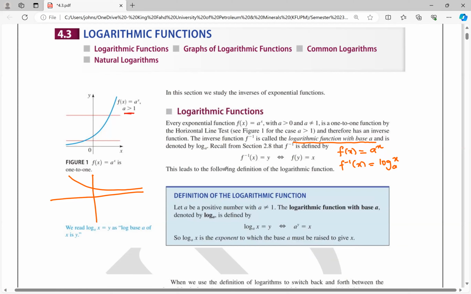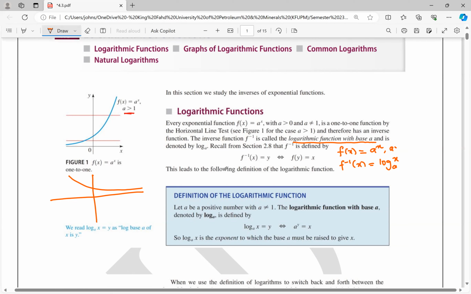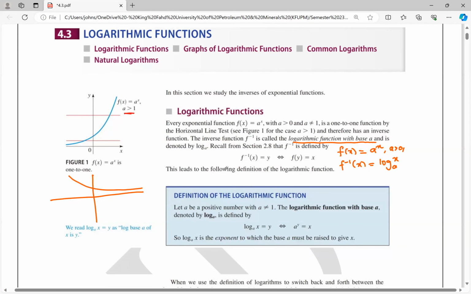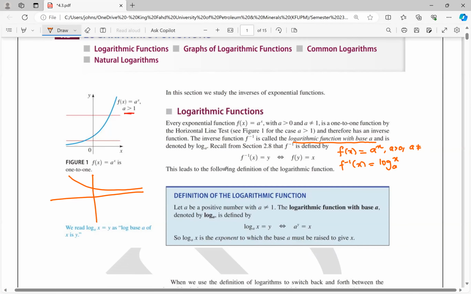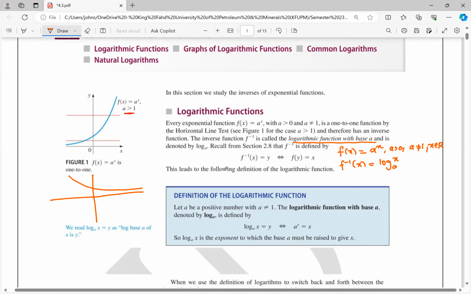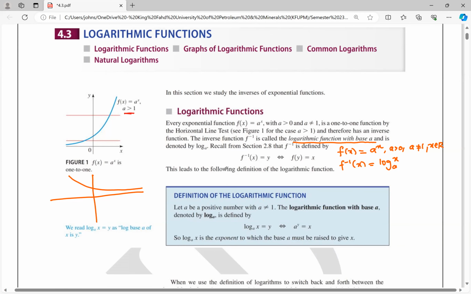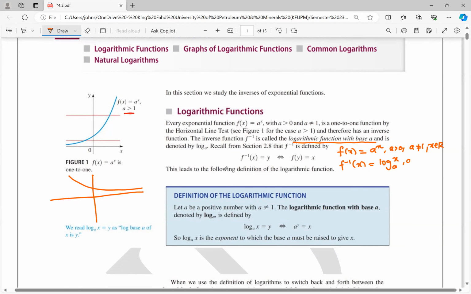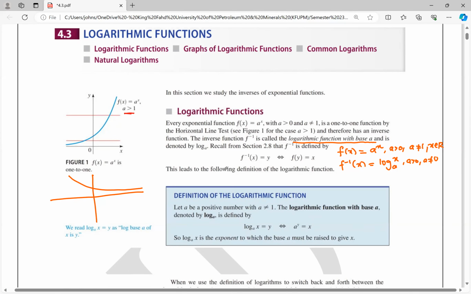But for this one, it doesn't matter. We know that a is what? What is the condition on a? Usually we know that a cannot be negative, so a is greater than 0 and a is not equal to 1, but x is the whole of real number. But for the inverse function, the logarithmic function, the condition on a remains the same. a cannot be equal to 1 as well.